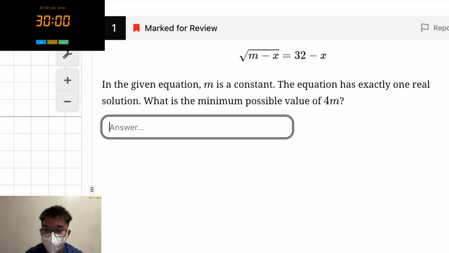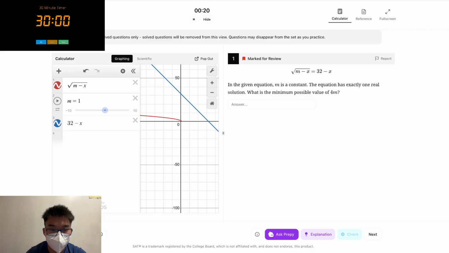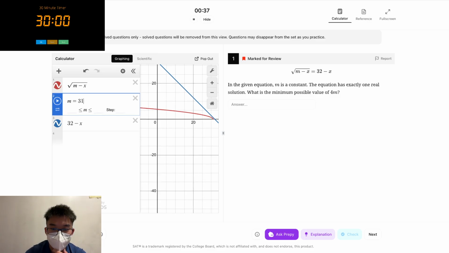Okay, so given the equation, where m is a constant, the equation has exactly one real solution. What's the minimum value of 4m? So right here, square root of m minus x is equal to 32 minus x. We will have a line here, and then we add a slider for m, and we try to step it up until it has one solution. Let's just keep on adding it until we get it: 15, 20, 31, 31 maybe.